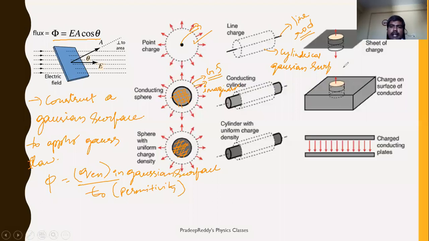So this is a 3-dimensional cylindrical Gaussian surface you are imagining. This cylindrical Gaussian surface should enclose the total rod. Okay, so this is imaginary. Remember, it is imaginary. You are constructing this.